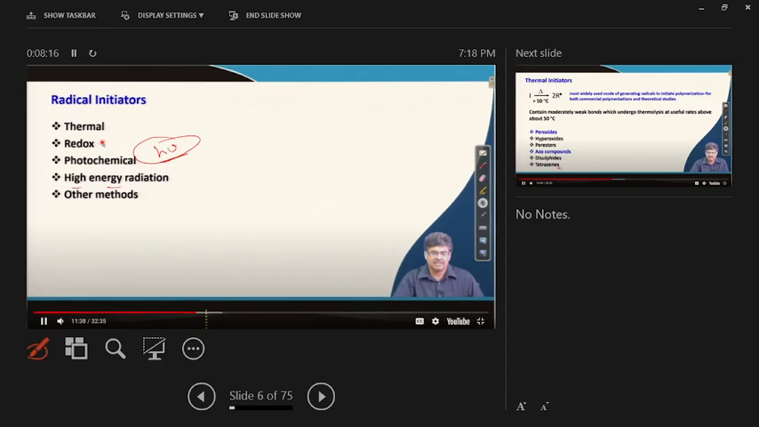Then high radiation energy: high energy radiation such as alpha, beta, gamma, which is nuclear radiation. These radiations have very high energy and can also dissociate some bonds. And some other newer methods are also there, like ultrasonication, which can be used to break some bonds.